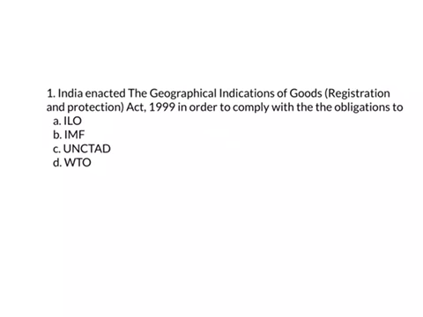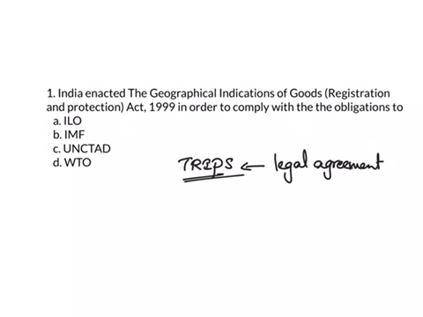The first question is, India enacted the Geographical Indication of Goods Registration and Protection Act 1999 in order to comply with the obligations to. At international level, we have TRIPS. This is an international legal agreement between all the members of an organization called World Trade Organization, and under this TRIPS, the Indian government enacted this act, that is GI of Goods Act 1999. So the answer is D, WTO, that is World Trade Organization.